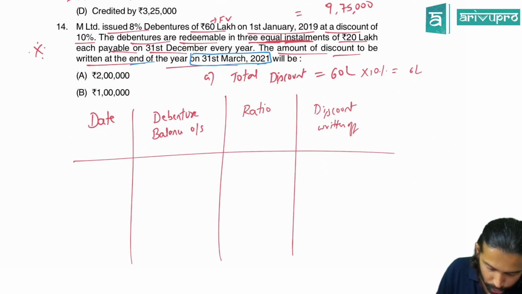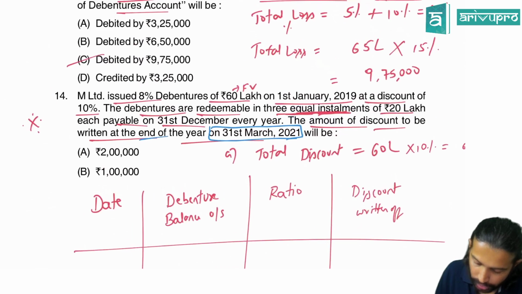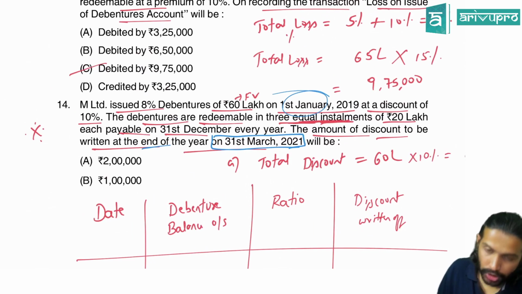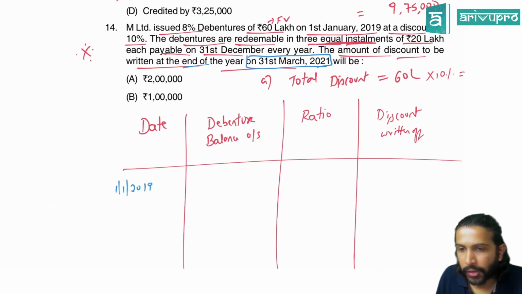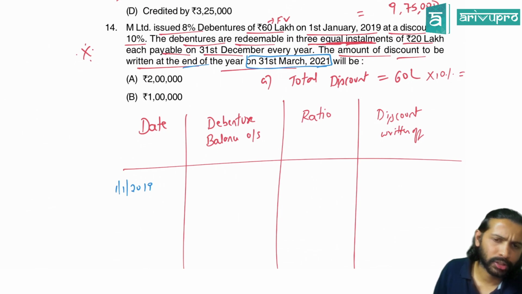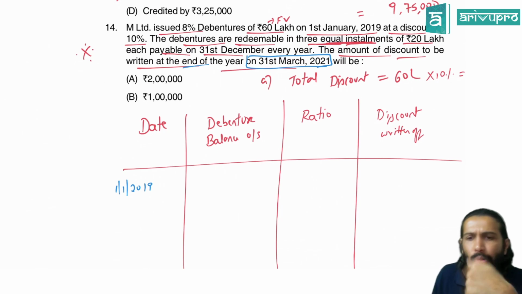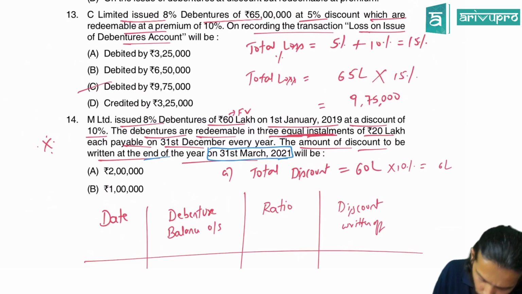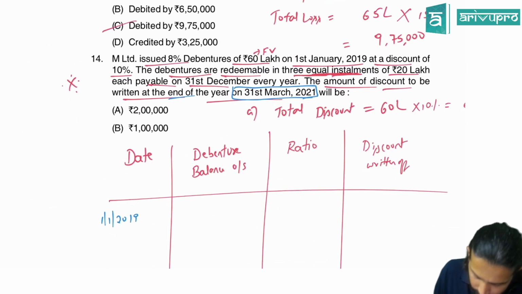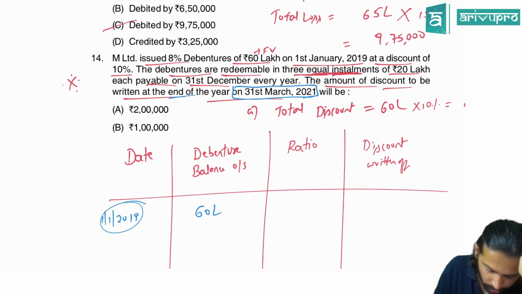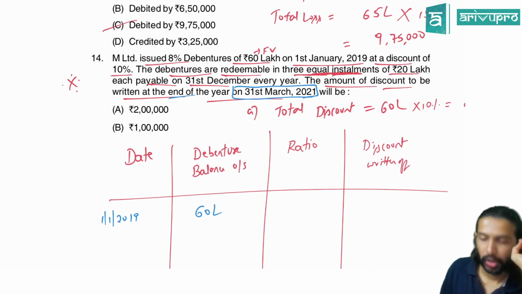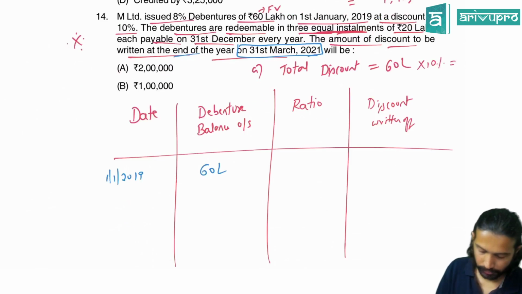When did you issue the debentures, sir? On 1st Jan 2019. What is the value of debentures? Like shares, debentures are always shown at face value. What is the total face value of the debenture? 60 lakh. That means the debenture account balance on 1st January 2019 will be 60 lakh. Got it?